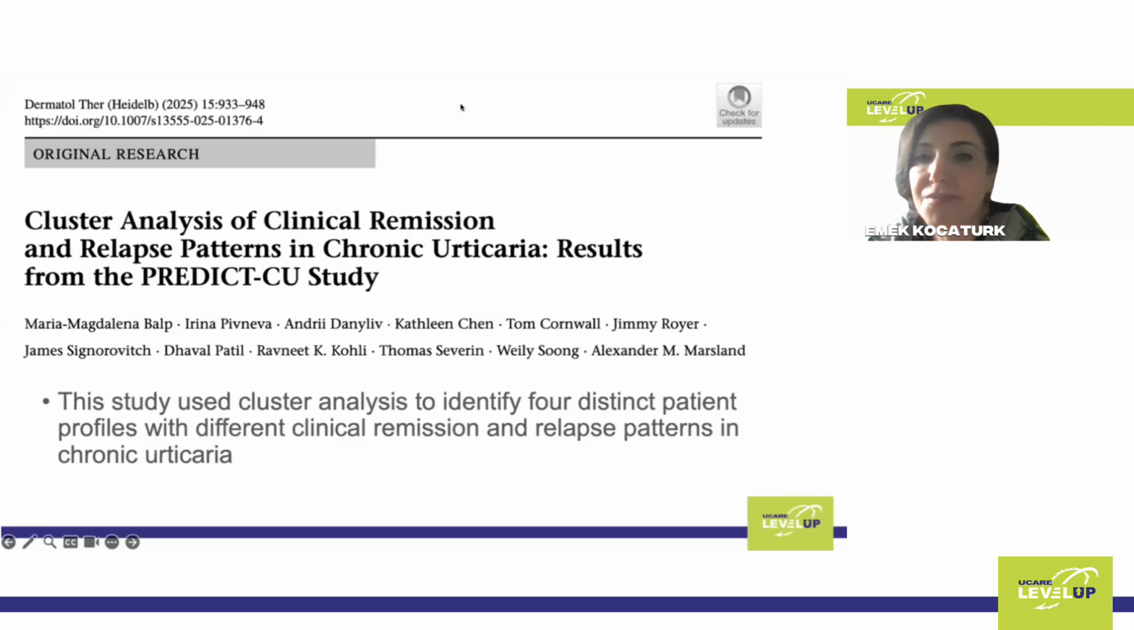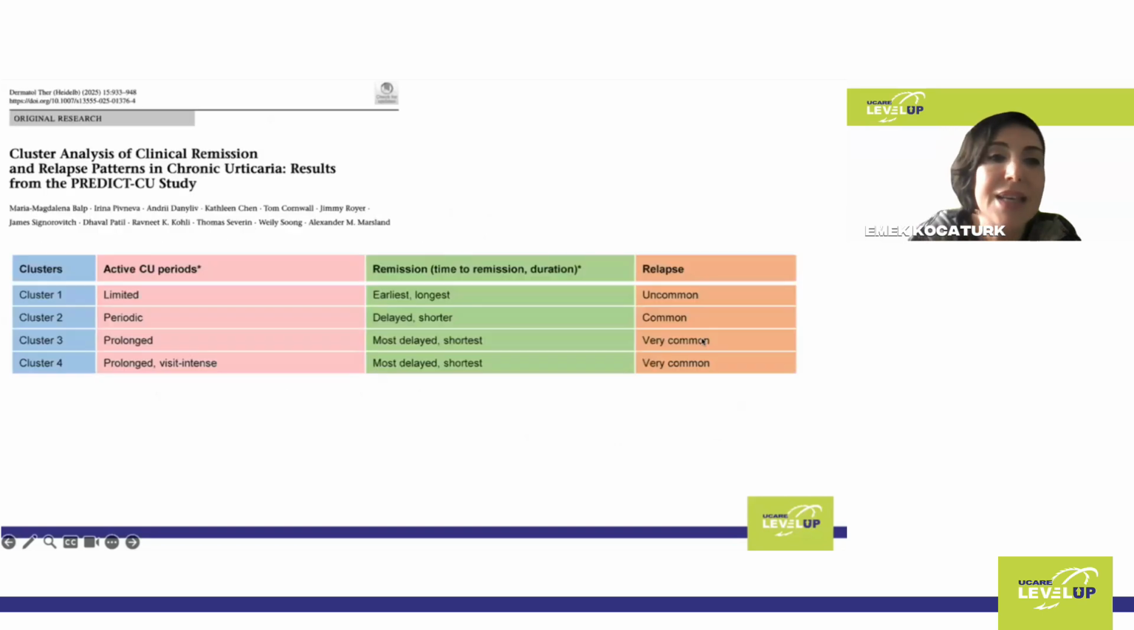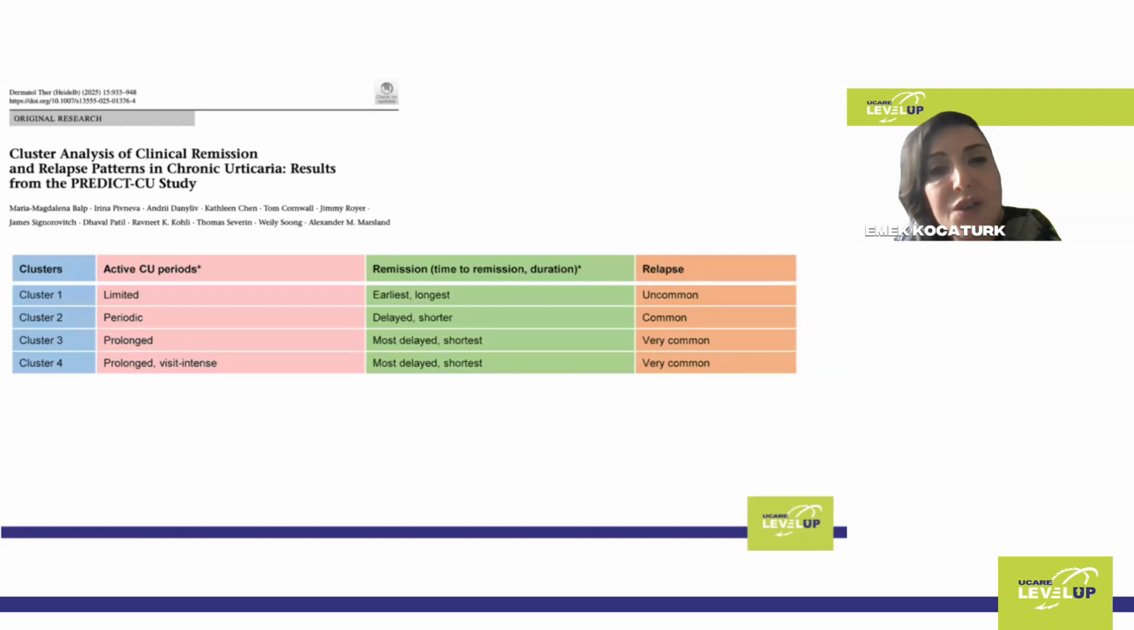So there is also another cluster analysis. Murat already mentioned their cluster analysis, and it's really interesting. So I didn't want to take that study to here, but there is also another cluster analysis that analyzes the remission and relapse patterns of chronic urticaria patients. And then they came out with 4 clusters, where cluster 1 has an early remission and long remission, cluster 2 has a delayed remission and short remission, and clusters 3 and 4 both have a delayed remission but a short remission.